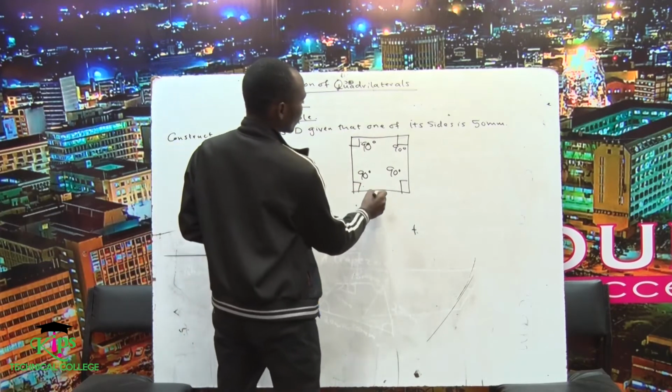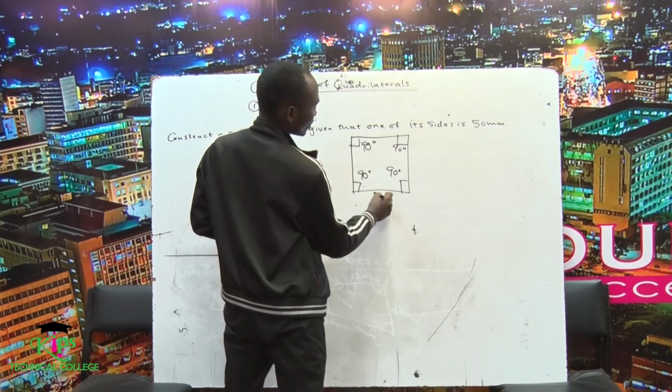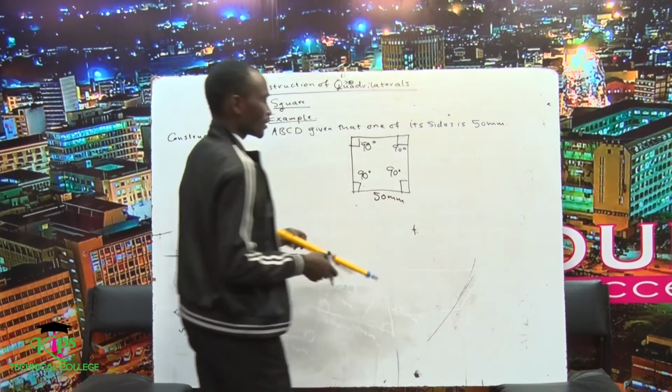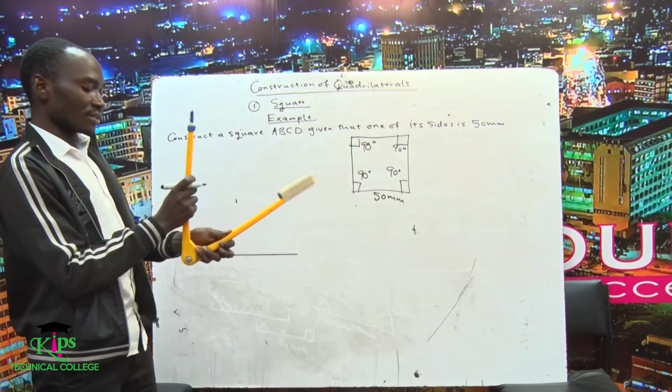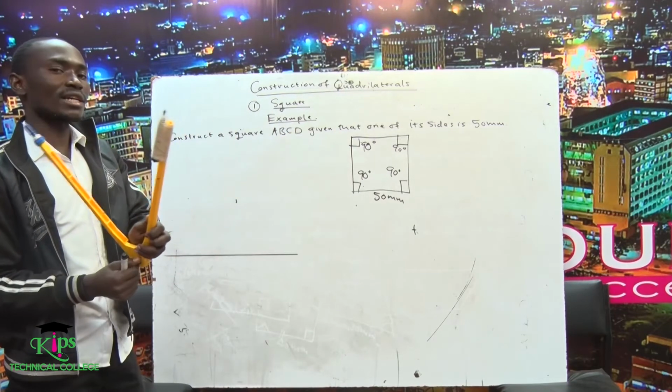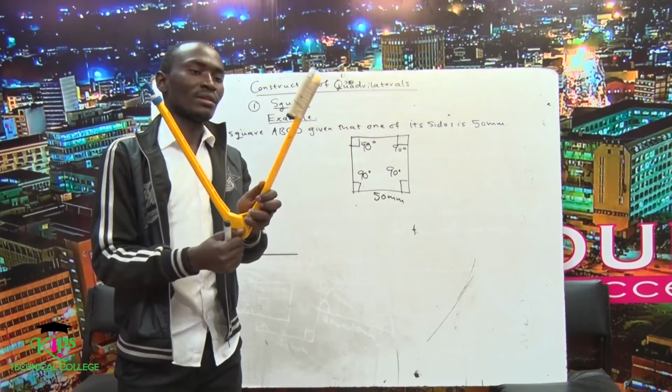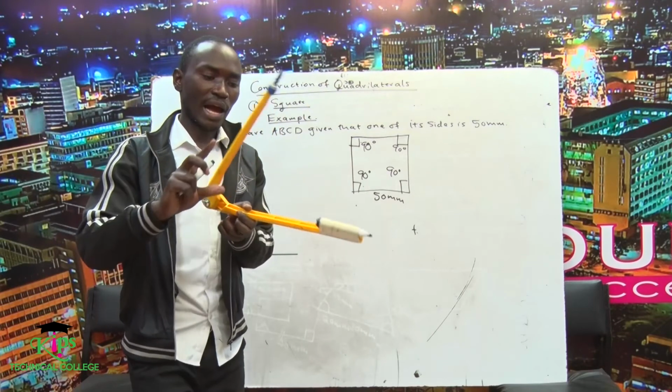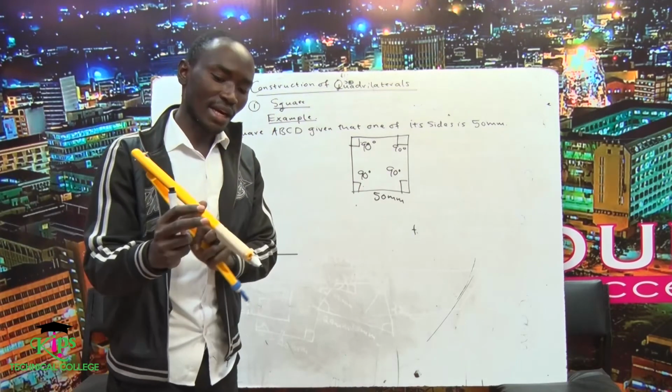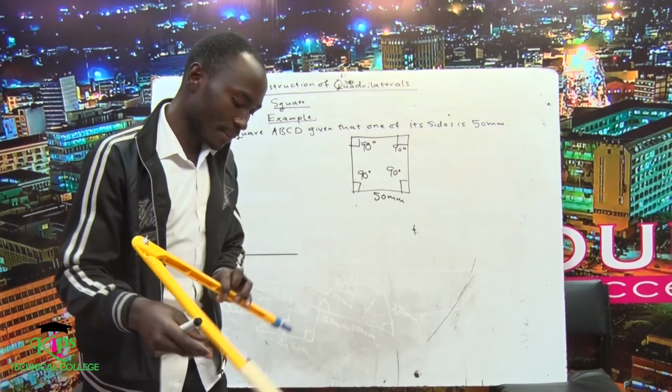And we have been told one of its sides is 50 millimeters. So what I need to do is to take up my canvas, then transfer the measurements. I will measure 50 millimeters from my ruler.